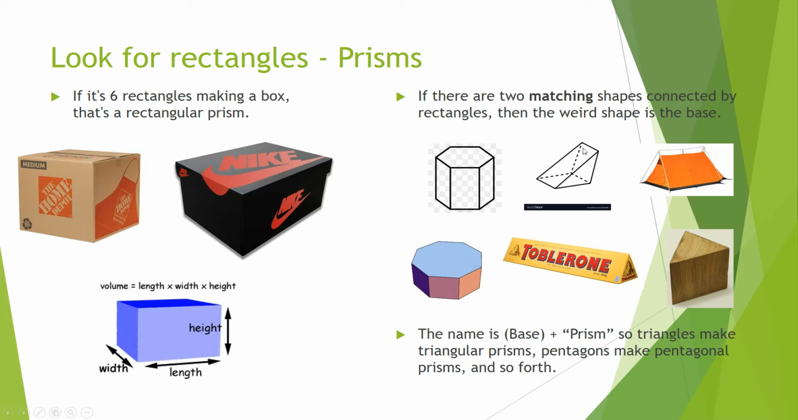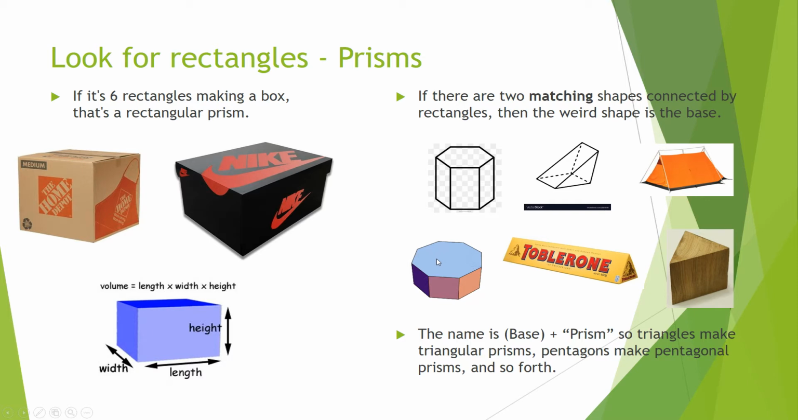Here I've got 2 triangles that are connected by 3 rectangles, one for each side of the triangle. Same thing with the tent. You've got the 2 walls and the floor of your tent that are connecting the front and back of the tent, which are triangles. Toblerone box, again, it's 3 rectangles, and then the 2 triangular ends. So the triangles are the base of my prism, and the rectangles are the walls of your prism.